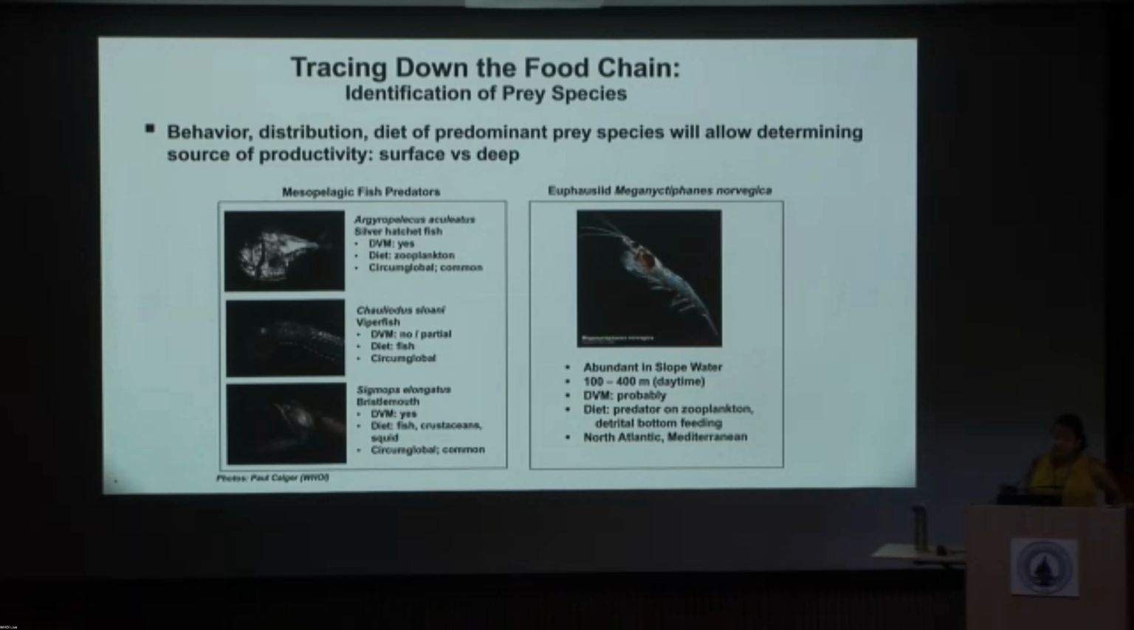So now with this information, we can start tracing it down into the food chain, right? Because we are able to identify those prey species. So now behavior, distribution, and the diet of predominant prey species can allow us to determine the source of productivity, whether it's the surface or the deep. We have different species, and we take into account: are they diel vertical migrators? What is the diet that we're finding, and what is the distribution?